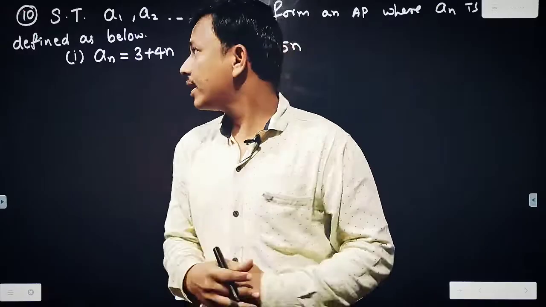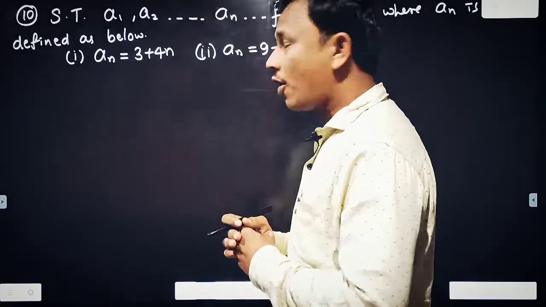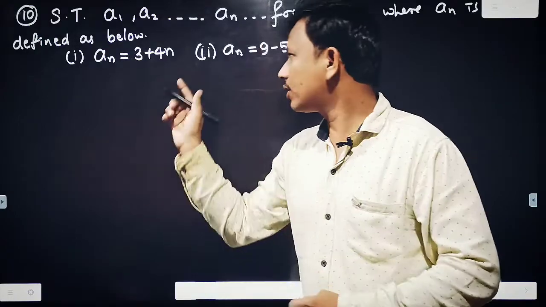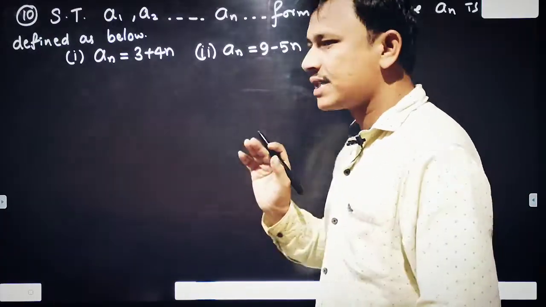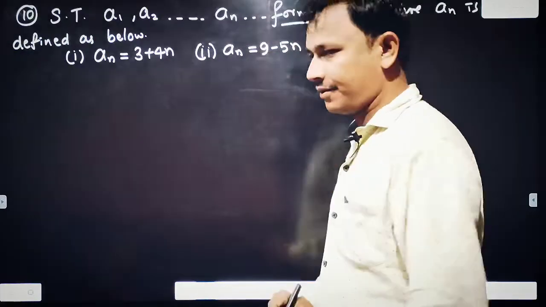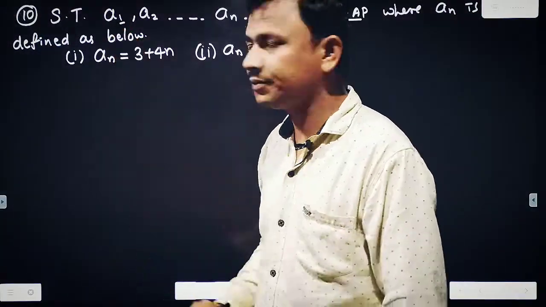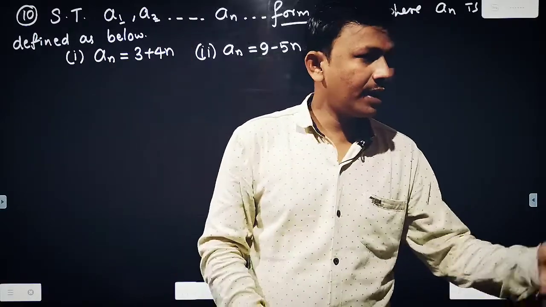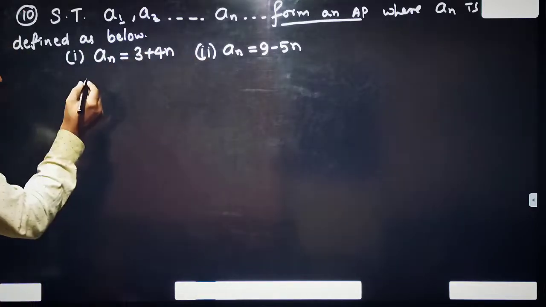Other question. The question is, show that a1, a2 and so on, an forms an AP where an is defined as below. an is equal to 3 plus 4n. an is equal to 9 minus 5n. What we need to do? We need to form an AP. First of all, we need to put n is equal to 1, n equal to 2, n equal to 3 and so on, and check whether they are AP or not.